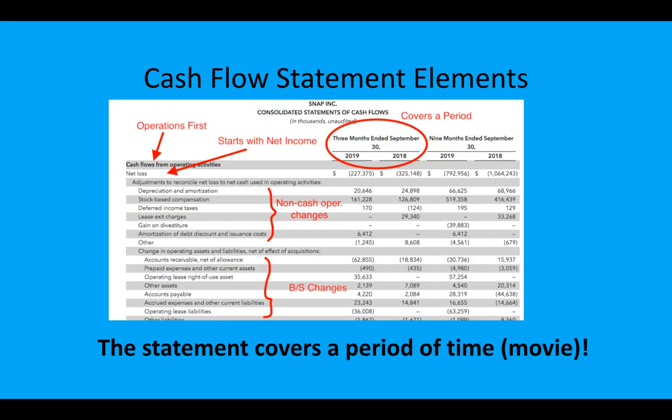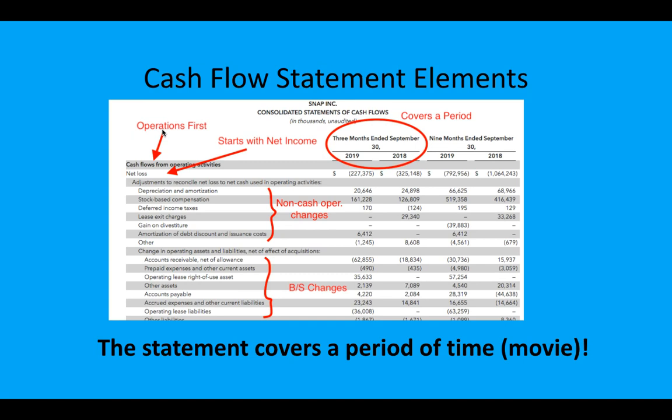Again, let's take a picture of the cash flow statement for SNAP. First of all, notice this covers a period, and as it turns out, it's the exact same period as it was for the income statement: 3 months ending September 30th for 2018 and 2019, and the 9 months ending also 2018, 2019. Now, this is a couple of pages long, so I only took a screenshot of the top part of it. Let me just take you through this.